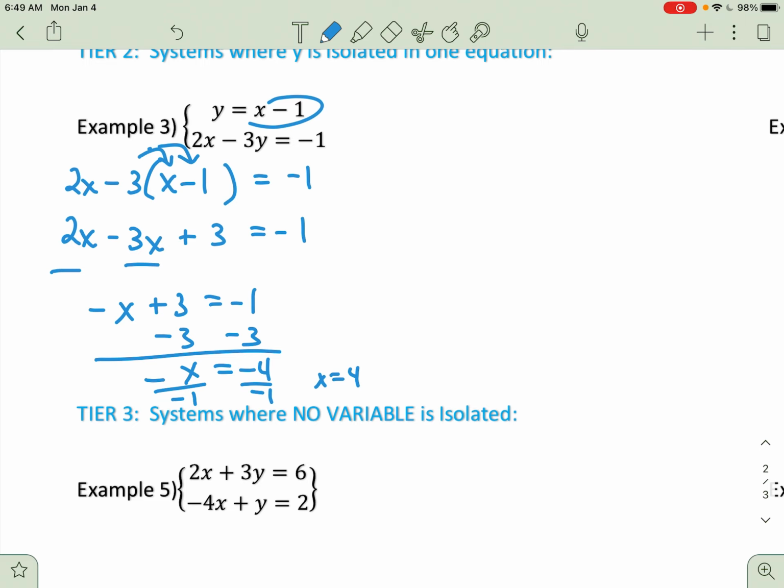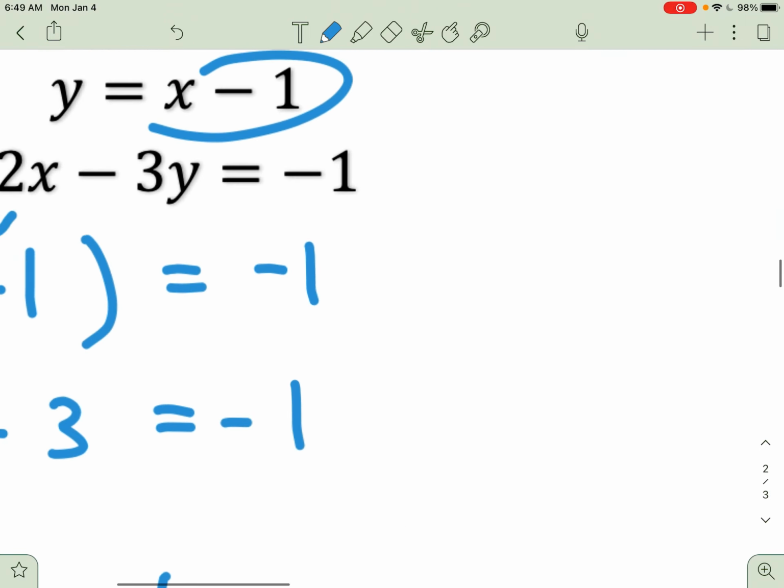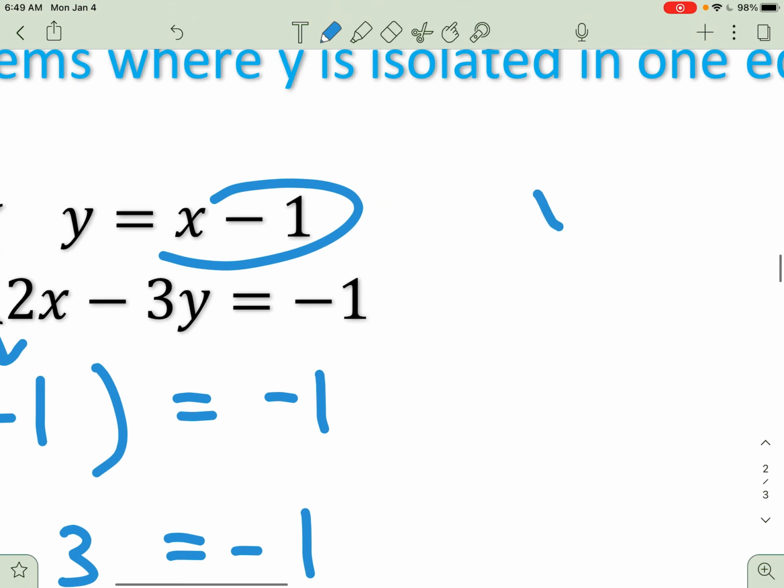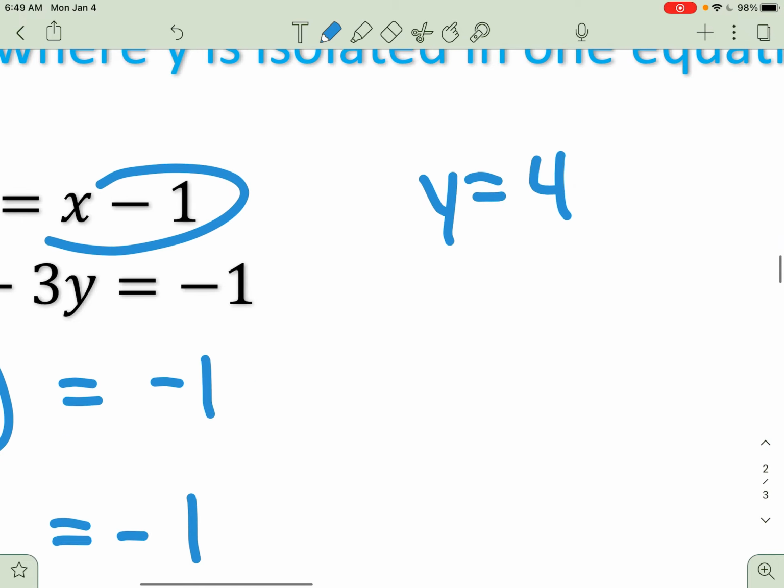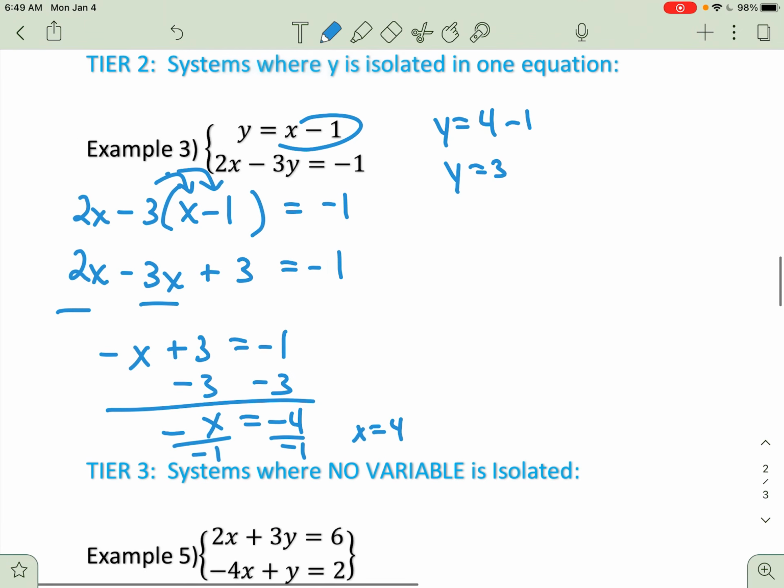All right? Okay, so now let's take that and plug it back in. So we have y equals x, which is 4, minus 1. Y equals 3. Okay, so our ordered pair, our solution, is 4, 3.